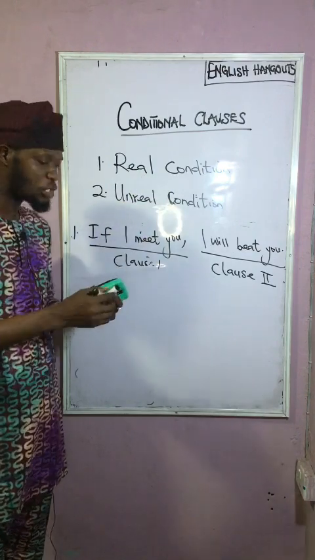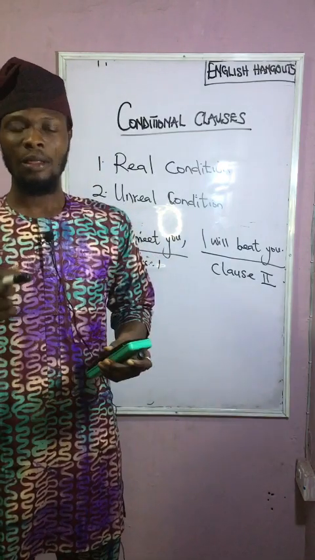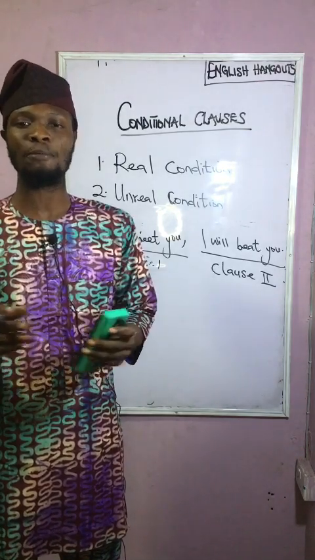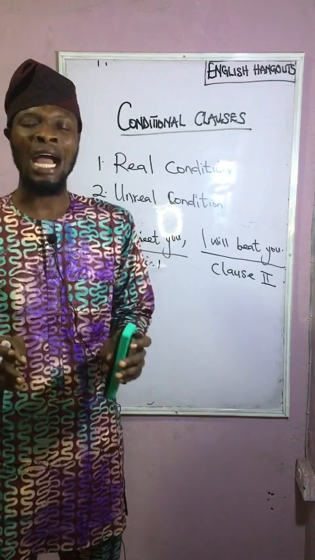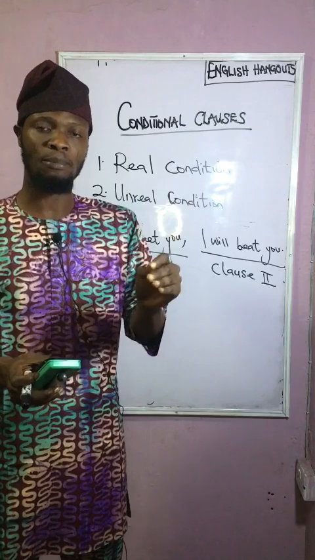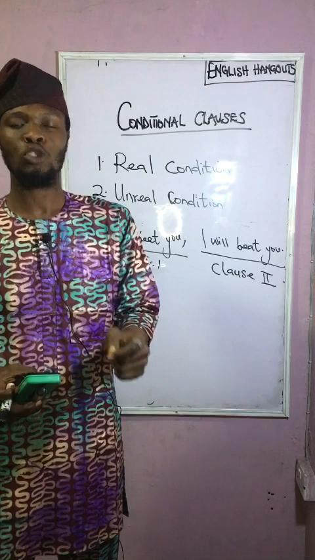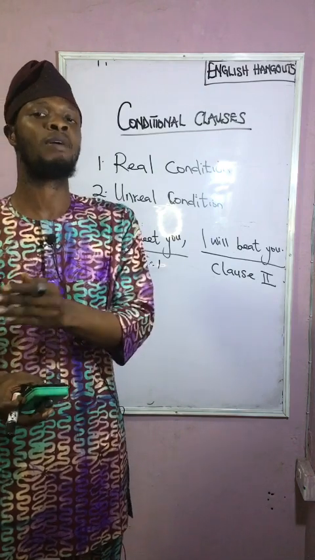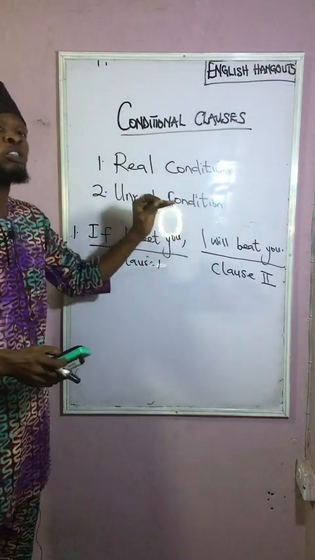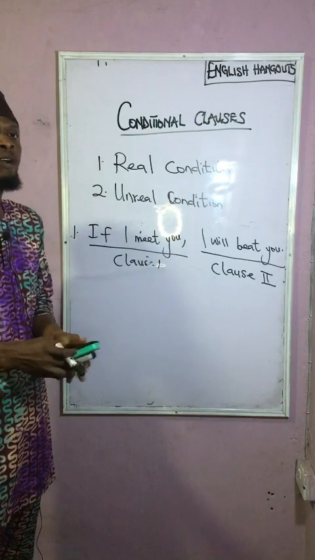Unreal conditions are conditions that are not practicable and that are unlikely to happen. Events being talked about in an unreal condition are unlikely to happen. It is subjunctive in nature. In that situation, the verb in an unreal condition is expected to be in the past form.